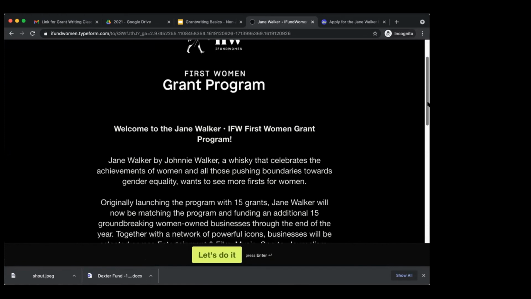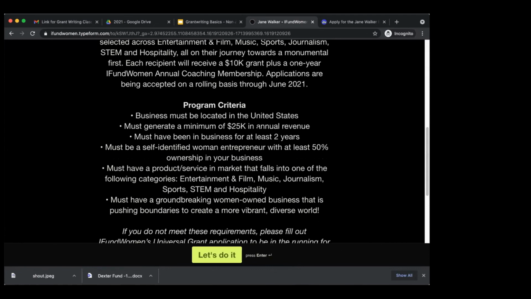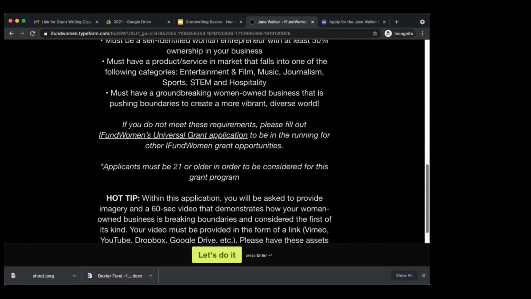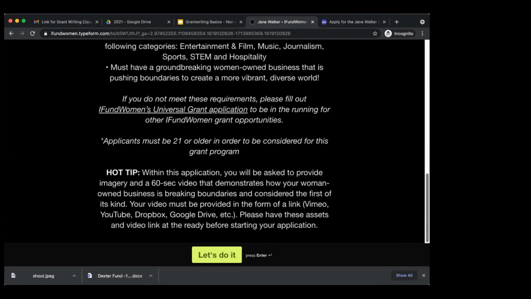Okay. Here is when they start talking about the criteria. Are you eligible? You have to be in the US. You have to have certain revenue. You have to have certain history, have a product or a service in a certain industry. So these are all the eligibility criteria. Read this carefully, really read this carefully. Applicants have to be 21 or older. See, that could rule you out. If you don't scroll all the way down and you're 18, then your proposal could be ruled out.